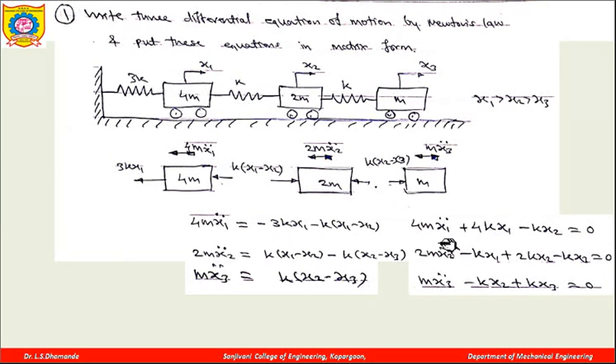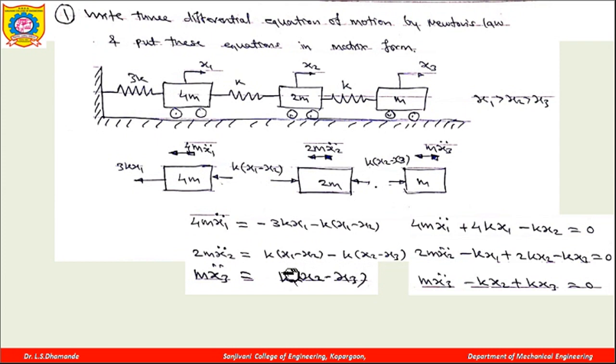By simplifying, we write it this way: 4m x1 double dot. We have minus 3k x1 and minus k x1, so it is minus 4k. When I shift it towards the left, it will be plus 4k x1, and the minus minus plus k into x2, when I move it towards the left, becomes minus k into x2. Similarly over here, k into x1 will be here, and k into x2 minus k into x2 and minus k into x2.